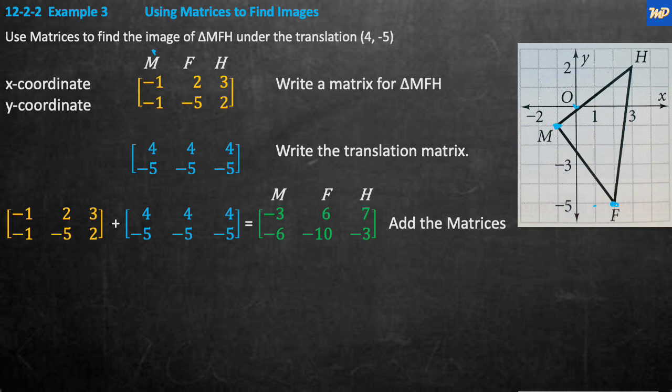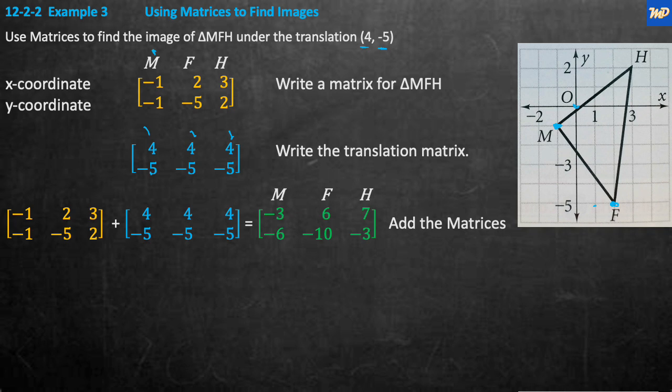So what is the translation matrix? The translation matrix, as we said, is every X moves 4 and every Y moves -5. So here are the X's for M, F, and H, and the Y values for M, F, and H. We're going to move every vertex 4 positive to the right, all the x's, and all of the y's will be moved negatively 5.